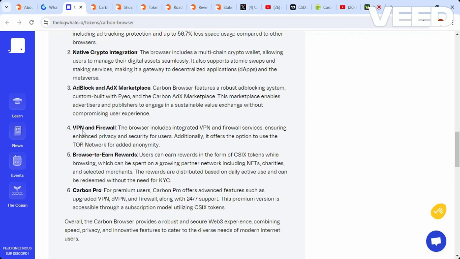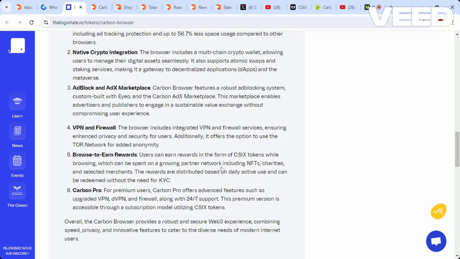And then we have VPN and firewall. The browser has integrated VPN and firewall services, ensuring that your privacy is secure. People cannot know your location whenever you're using the browser. If you're using Carbon browser, you are encrypted, which means people cannot know where you are located. If I'm browsing from my location, you can normally know where I am from my IP address. But with Carbon browser, people will not be able to know where you are. That's because the browser is meant for privacy, to protect your data and your security in the online space.